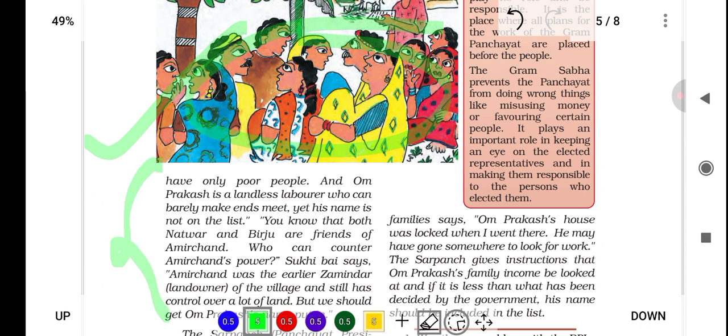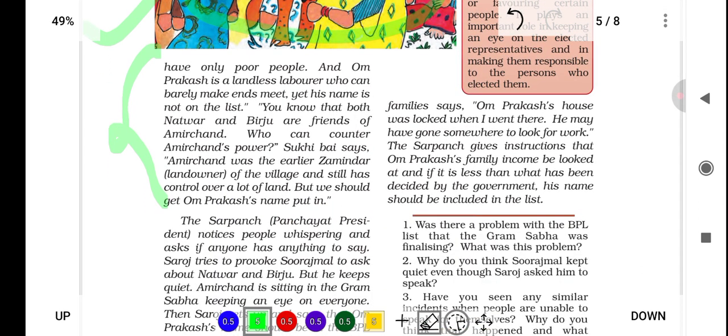And Om Prakash is a landless laborer who can barely make ends meet, yet his name is not on the list. You know that both Natwar and Birju are friends of Amit Chand, who can counter Amit Chand's power. Sukhi Bai says Amit Chand was the earlier zamindar, that is landowner of the village, and still has control over a lot of land, but we should get Om Prakash's name put in.